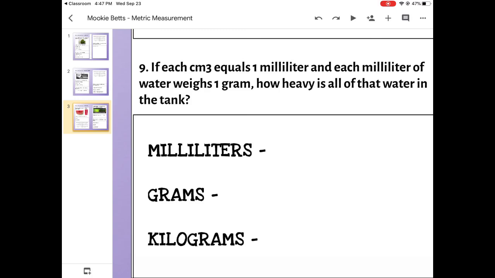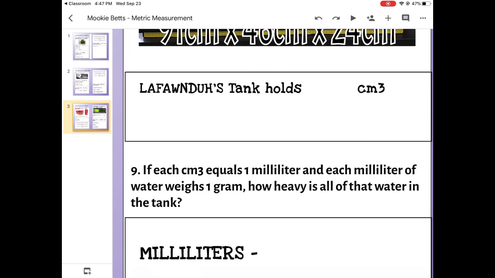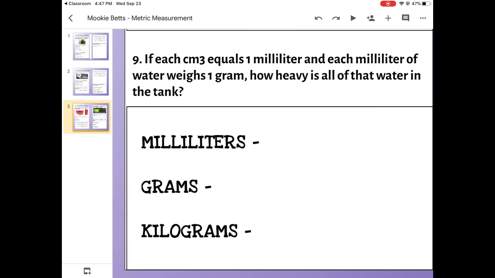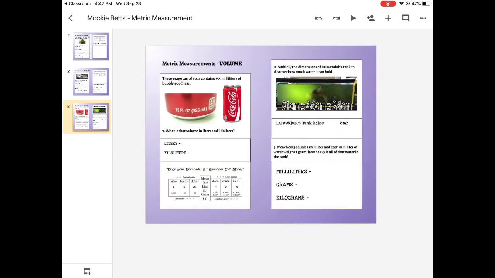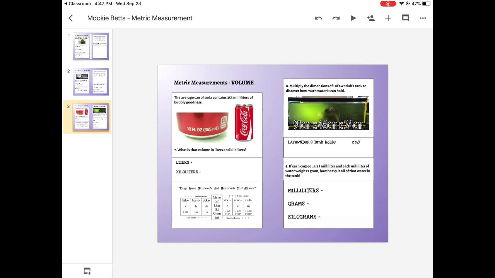The only math you have to do, so this answer, cubic centimeters, is equal to milliliters, is equal to grams because it's water. To go from grams to kilograms, we need to divide by 1,000 or move the decimal point 3 hops. I've basically given you all the answers. You need to do a little bit of work.